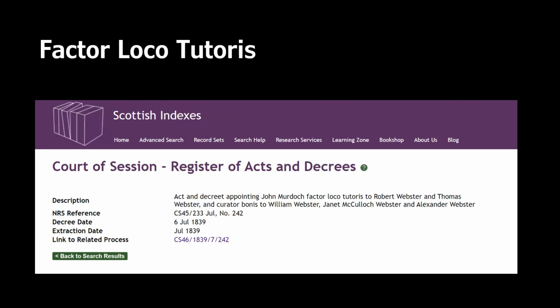So in this example here, the court decreed that John Murdoch was to be appointed factor loco tutoris for Robert Webster and Thomas Webster, and curator bonus to William Webster, Janet McCulloch Webster, and Alexander Webster. And those different terms are used there to show that the role was different for the older children. So our index shows the reference both to the decree and the related process.